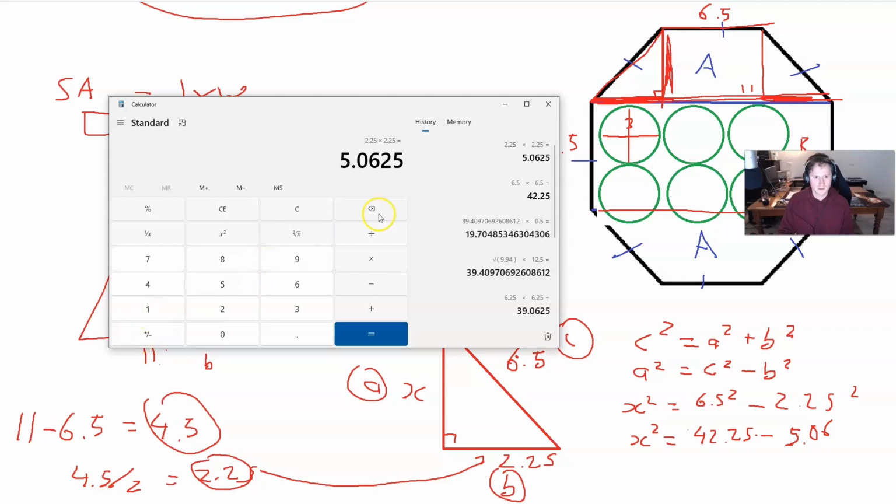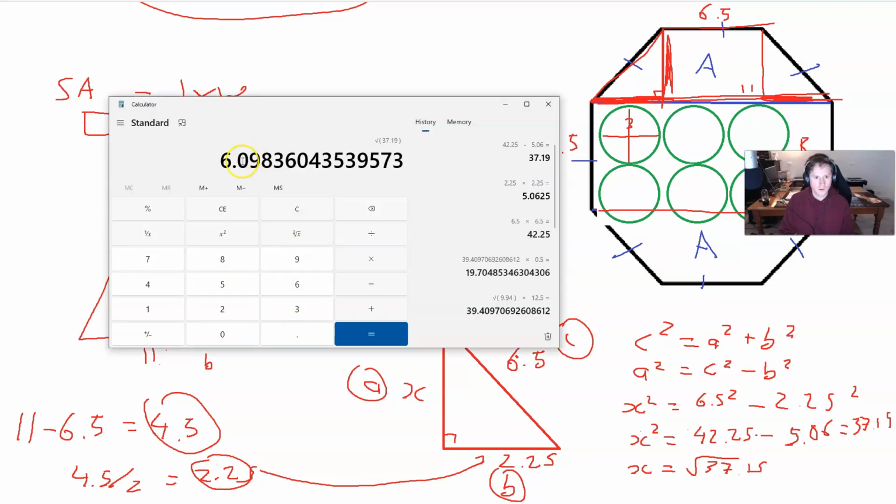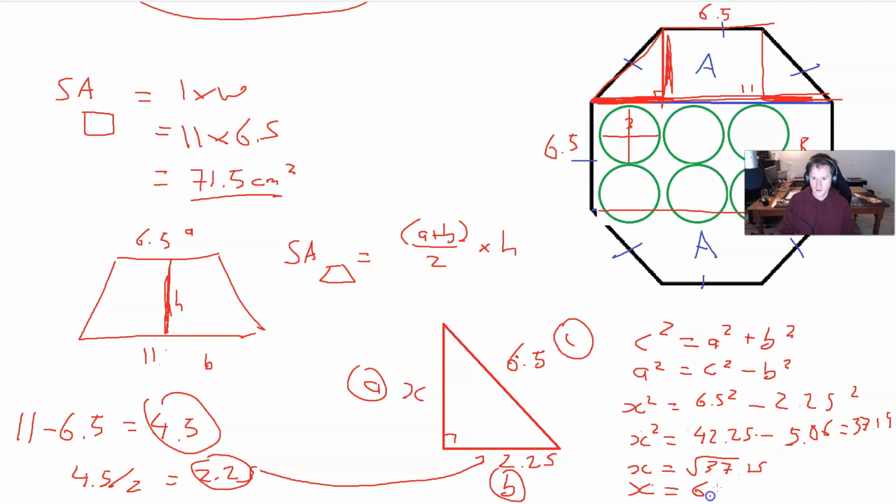Which is 42.25 take away 5.06 is 37.19. So x is equal to root 37.19, which is 6.09, round that up, 6.10. 6.10 centimeters, okay? So that height, this one here, is 6.10 centimeters. So that's that there, okay?